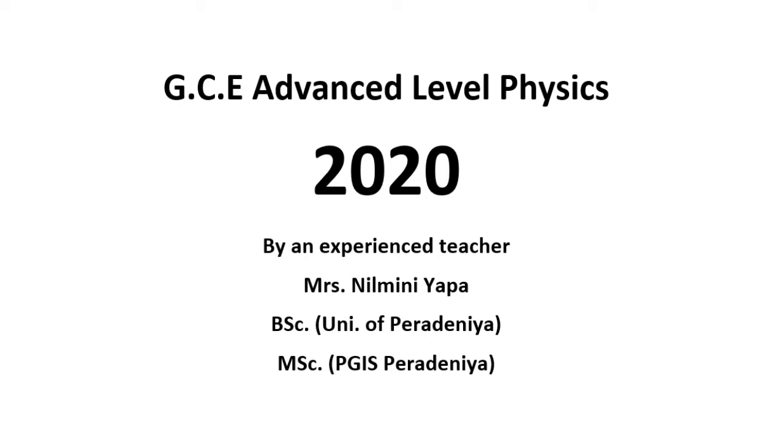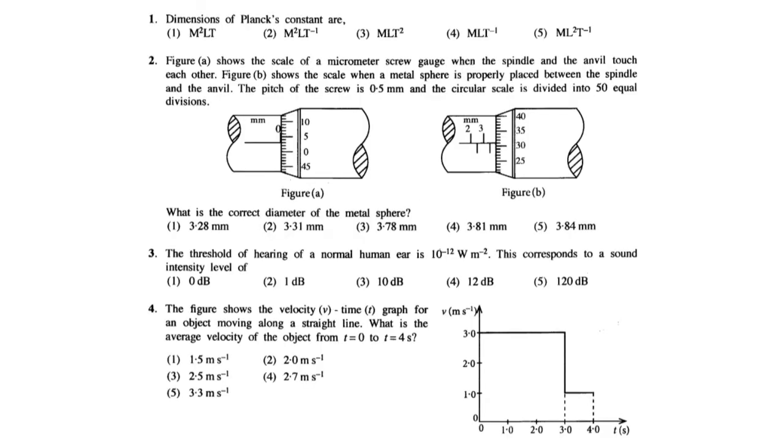In this video, we are discussing the first 25 questions of the paper 2020. Question number 1, dimensions of Planck's constant. Remember the equation for the de Broglie wavelength. De Broglie wavelength lambda equal h over p. h is Planck constant, p is momentum of the particle. So h is lambda p.